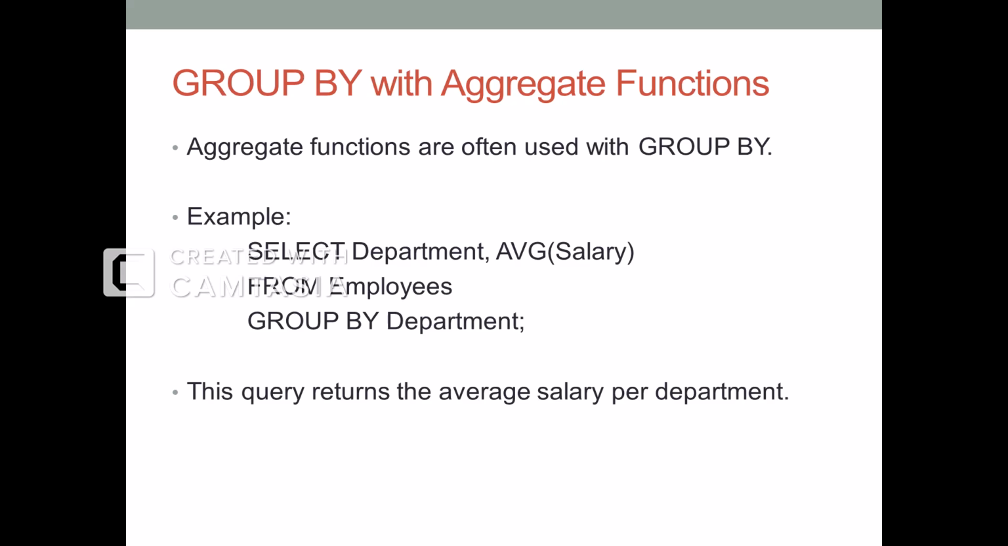Next, GROUP BY with aggregate functions. Aggregate functions are often used with the GROUP BY keyword. For example, SELECT department, AVG(salary) FROM employees GROUP BY department is a query using the GROUP BY keyword. This query returns the average salary per department.